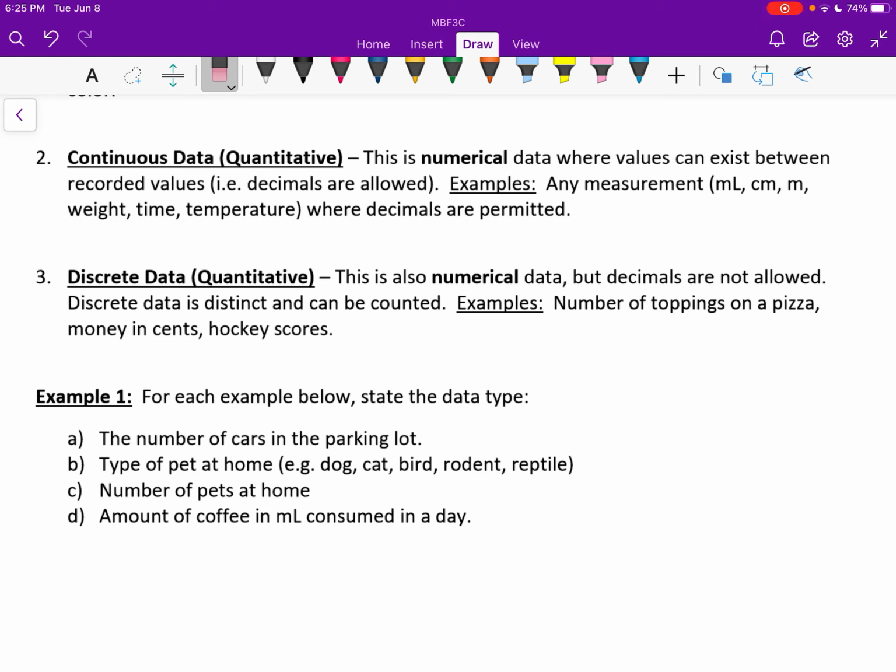So the difference between discrete and continuous is, if you really just think about it, can you have a random, like 2.67891 type of number? Like can you have multiple decimals for that data? No, then it's discrete. Okay.